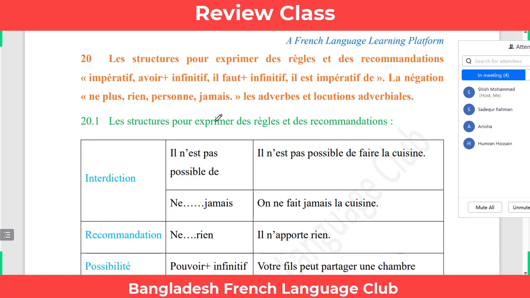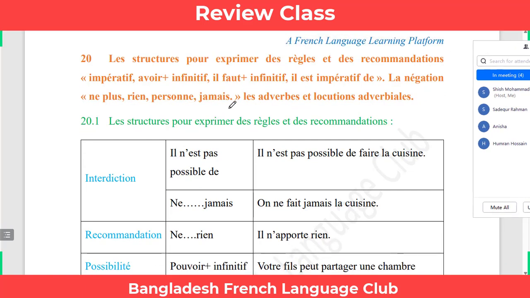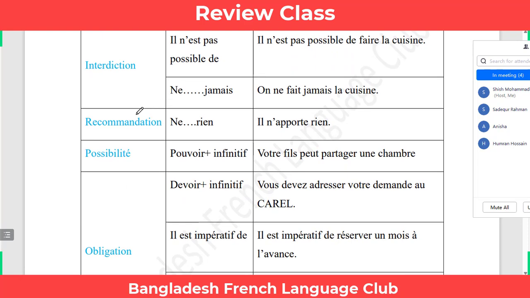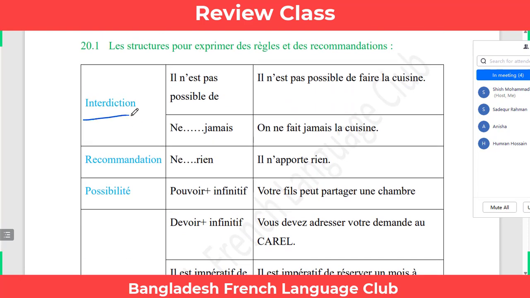Now, les structures pour exprimer des règles et des recommandations impératives. Il faut plus infinitif. Interdiction, or impediments maybe. So, il n'est pas possible de. Il n'est pas possible de means it is not possible, right?